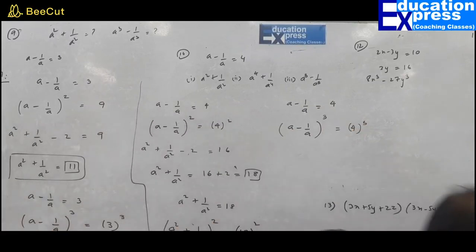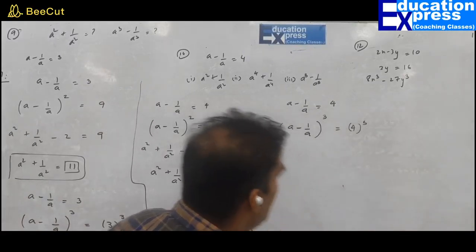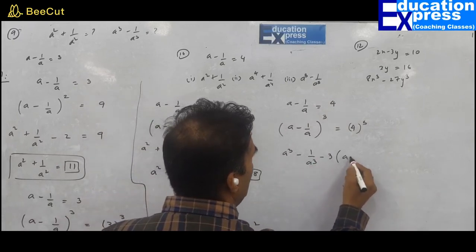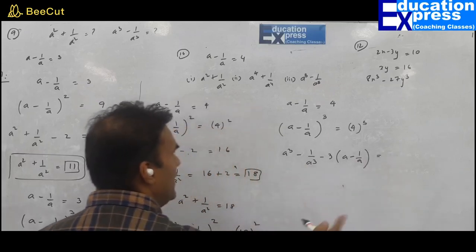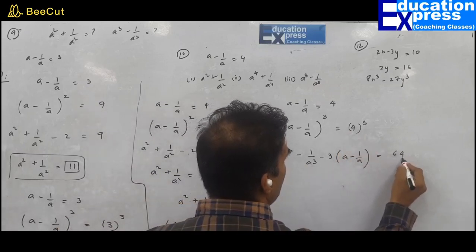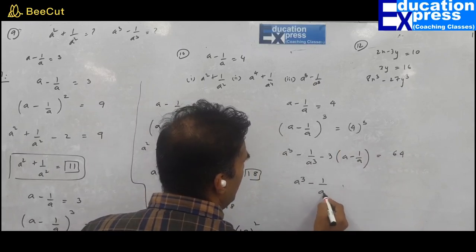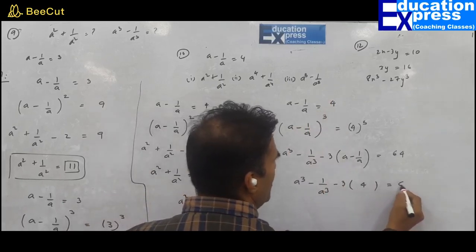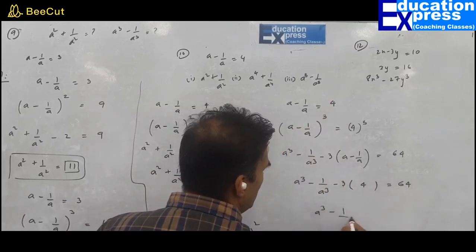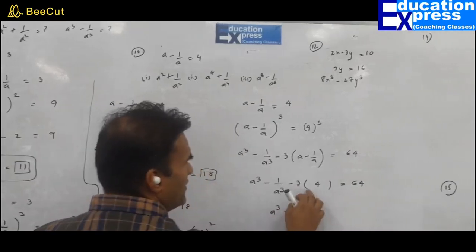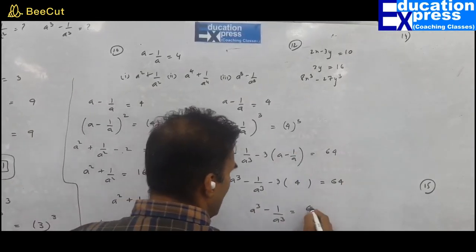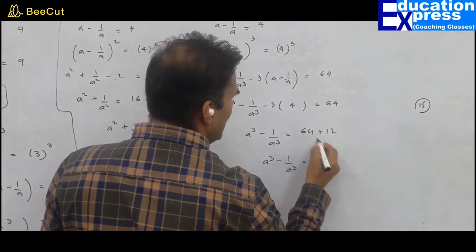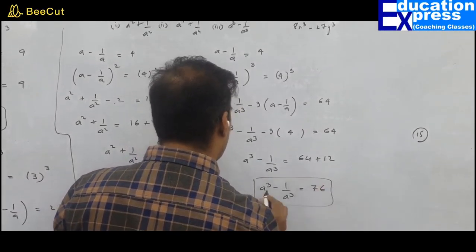So from here on, expand the formula. a cube minus 1 upon a cube minus 3 times a minus 1 upon a. This is the identity already discussed earlier. 4 cube is 64. a cube minus 1 upon a cube minus 3. I already have the value of a minus 1 upon a, that is 4. Substitute, you get 64. a cube minus 1 upon a cube, this will result in minus 12. Minus 12 goes on that side: 64 plus 12. So a cube minus 1 upon a cube will result in 76. This is your third part.